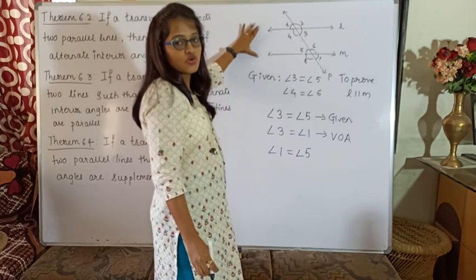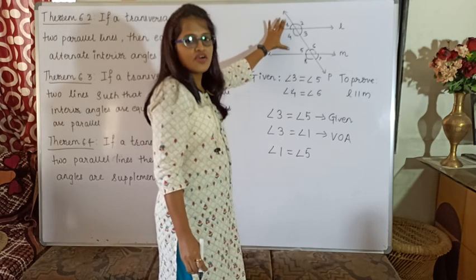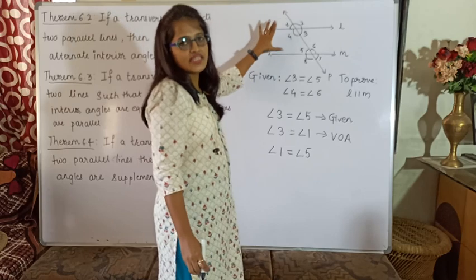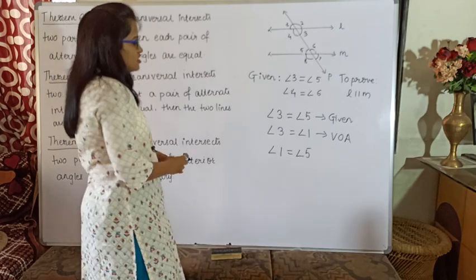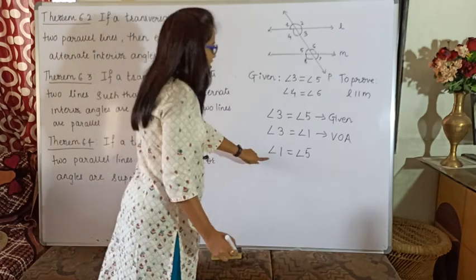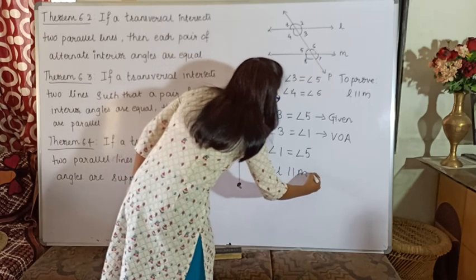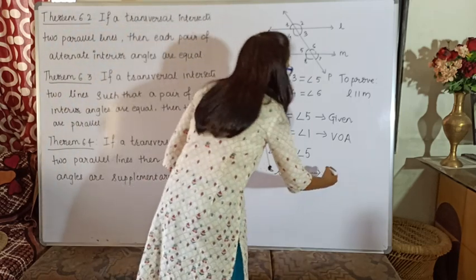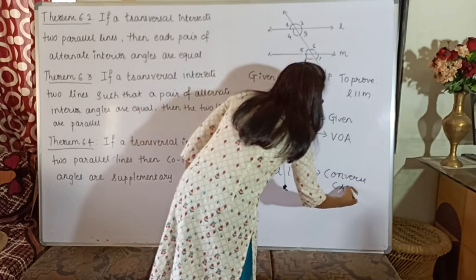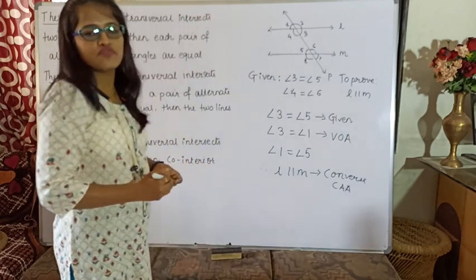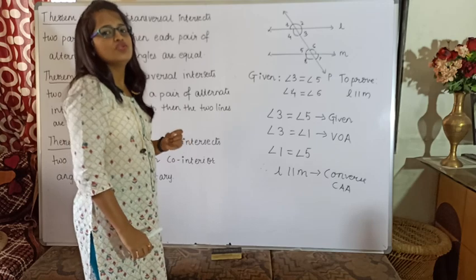What does the converse of the corresponding angle axiom say? If corresponding angles for any two lines are equal, then the two lines are parallel. We have seen that axiom before this. So directly I can write, since their corresponding angles are equal, therefore line L is parallel to line M, and the reason you will specify here is the converse of corresponding angle axiom. If two corresponding angles are equal, then the two lines are parallel.